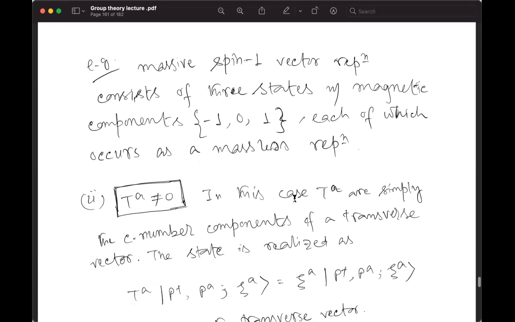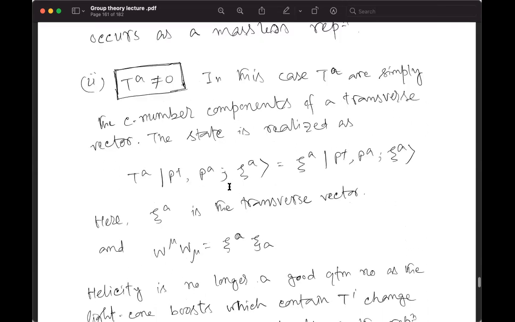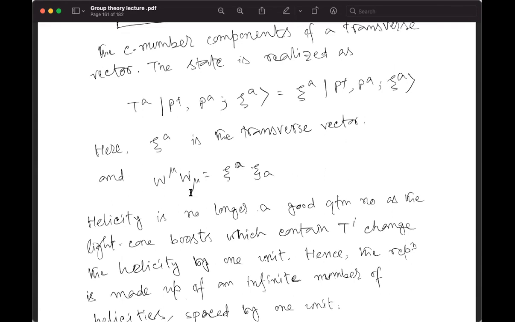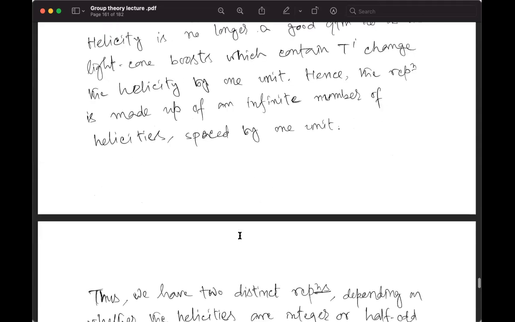That's it. Now, if T^a is not equal to 0, in this case, the T are simply the c-number components of a transverse vector. The state is realized as T^a acting on this P plus, P^a, psi equal to psi^a times P plus, P^a, psi. Here, psi^a is the transverse vector, such that W is psi^a psi^a. And here, helicity is no longer a good quantum number, as the light cone boost, which contains T^i, changes the helicity by 1 unit. So hence the representation is made up of an infinite number of helicities spaced by 1 unit.